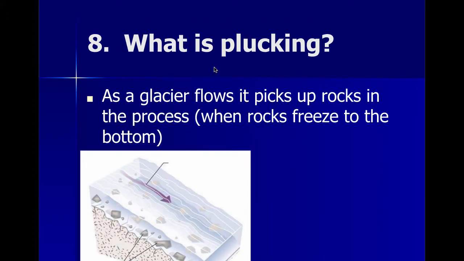So again, plucking is when the glacier forms around the rock. These rocks are getting plucked from the ground because the ice is forming around the rock, and when the ice moves, the rock will move with it. So as a glacier flows, it picks up. So you're writing picks up rocks in the process, and the rock freezes to the bottom of the glacier.